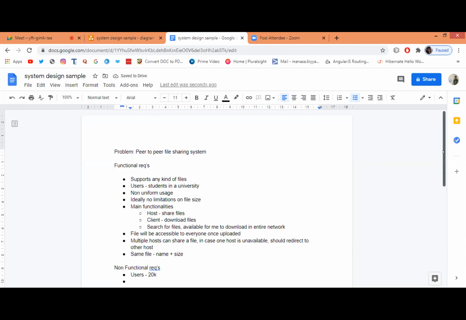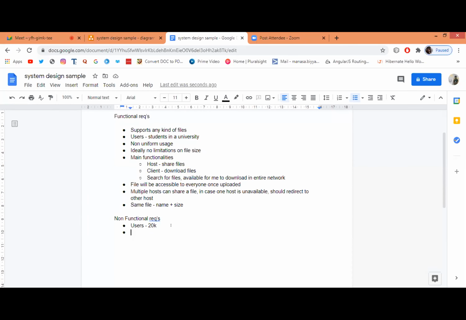Okay. And how much load can we expect? Like how many writes and how many reads? So these are the users, 20,000 users, and they would be uploading around 1 million files. My system could have 1 million files or so. And because it's a peer-to-peer system, these values could vary a lot.